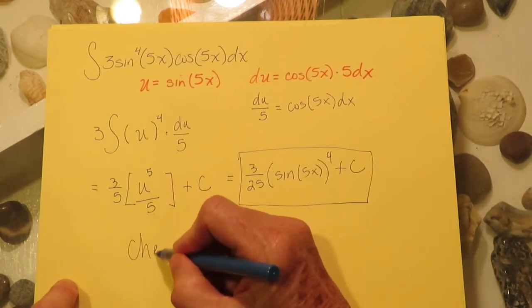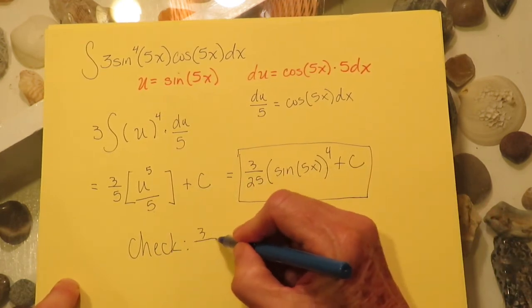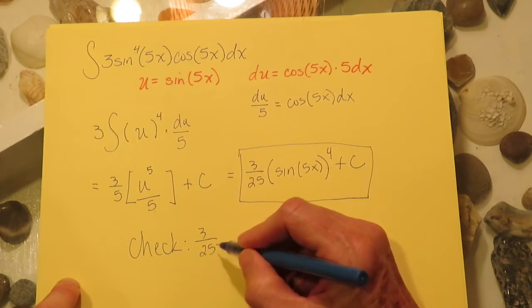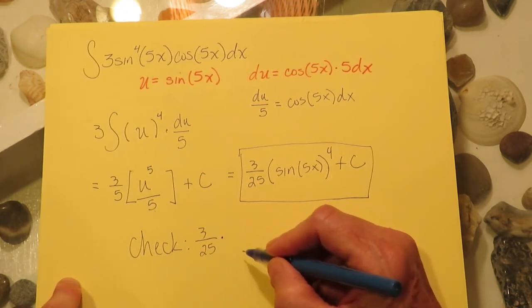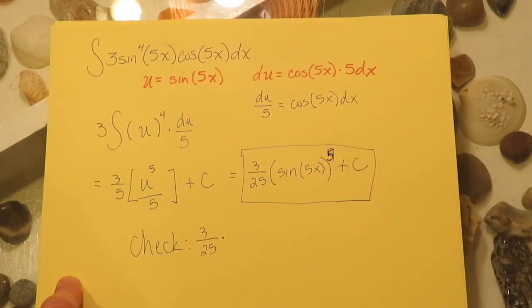Checking our answer. If I take the derivative of this, I get 3 over 25 times, whoops, I wrote a 4 instead of a 5 here. There we go. Now it's correct.